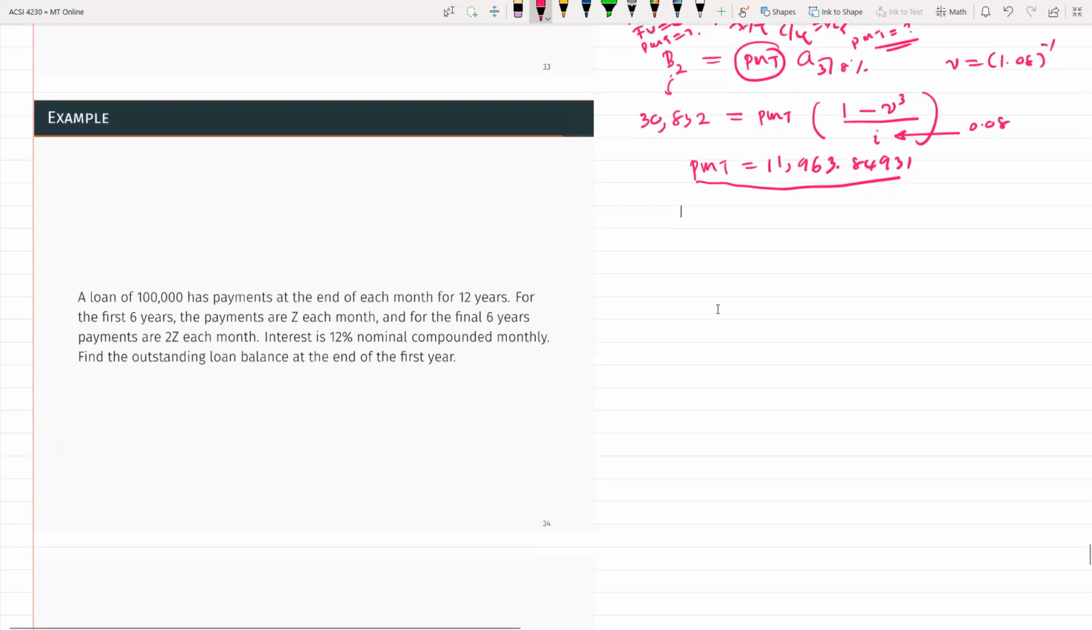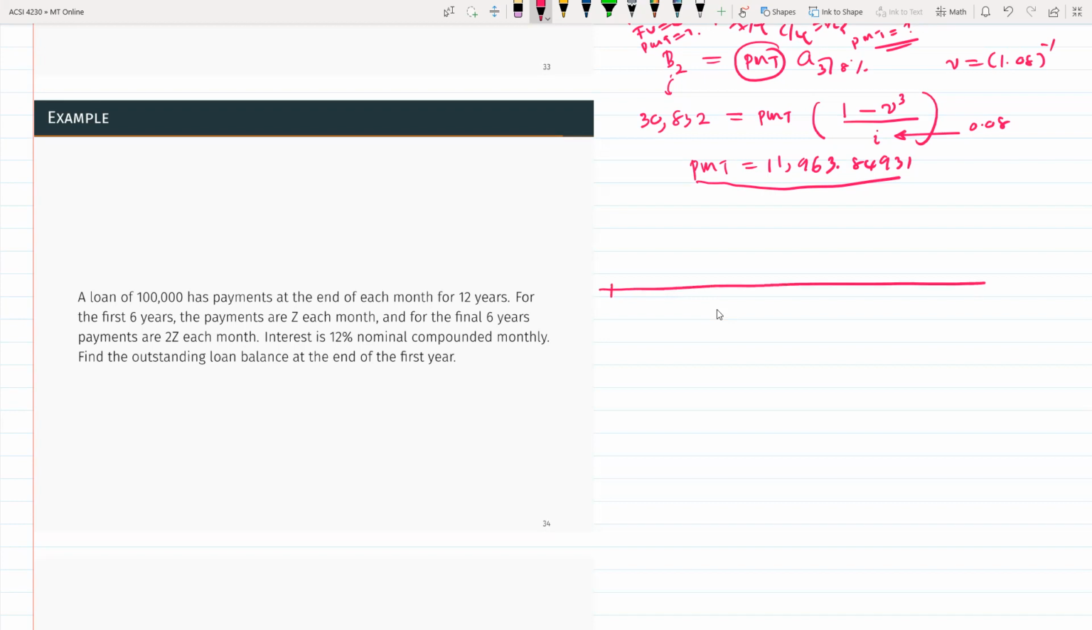So this one asks another question. A loan of 100,000 has payment at the end of each month for 12 years. For the first 6 years, the payment is Z each month, and for the final 6 years, payment is 2Z each month. Interest is 12% nominal compound monthly. Find the outstanding loan balance at the end of the first year. So right away you can see that you need to find out the payment size.